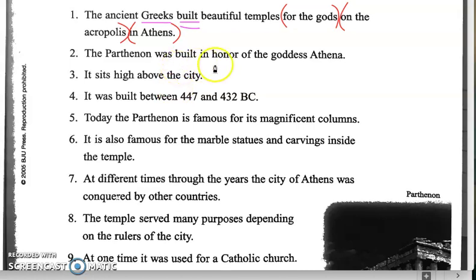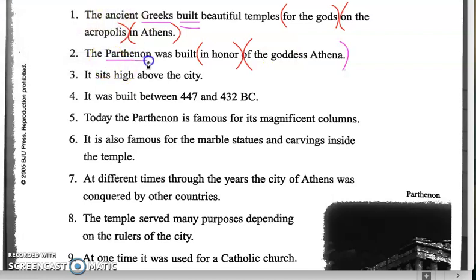The Parthenon was built in honor of the goddess Athena. Okay, so our preposition is in. In what? In honor. Our next preposition is of. Of who? Of the goddess Athena. Okay, so now if we get rid of these, our sentence is shorter. It's just the Parthenon was built. So it's easier to find the subject and verb here.